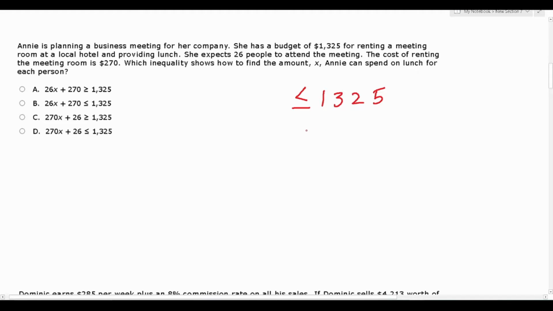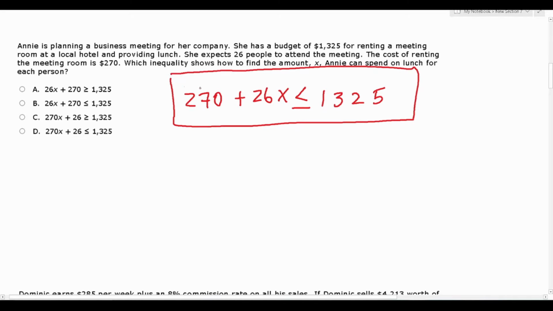We know that she has a fixed cost of $270, so we'll go ahead and do 270. And we know she's expecting 26 people to attend, and she wants to know how much she can spend to buy lunch for each of them, which we're going to represent with X. So this is the expression that we are looking for. And we can see this one has 270X. That doesn't make sense. It is right here. Okay.